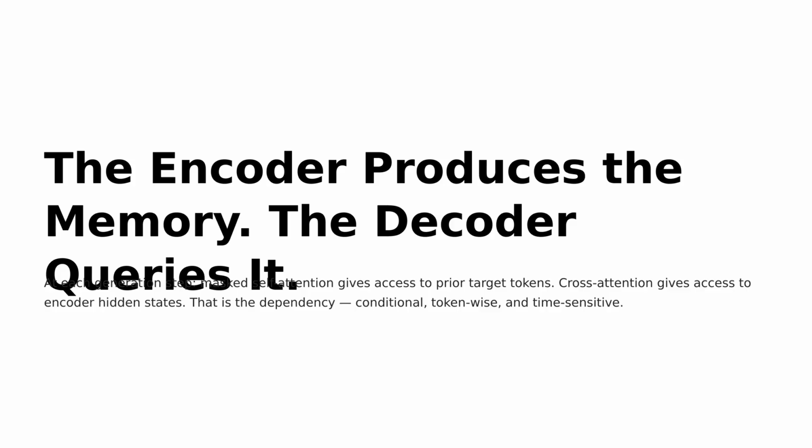Here's the key idea. The encoder builds the memory, and the decoder consults it as it generates each token. At every step, masked self-attention lets the decoder look only at the target tokens it has already produced. Cross-attention then connects that partial output to the encoder's hidden states, so the dependency is conditional on the source, token by token, and it changes over time as generation unfolds.